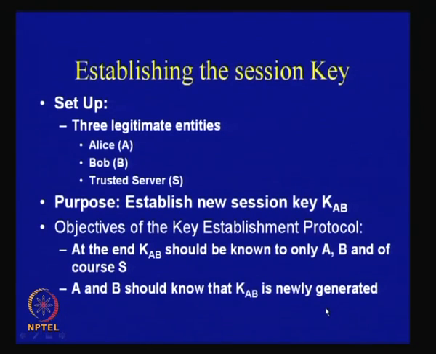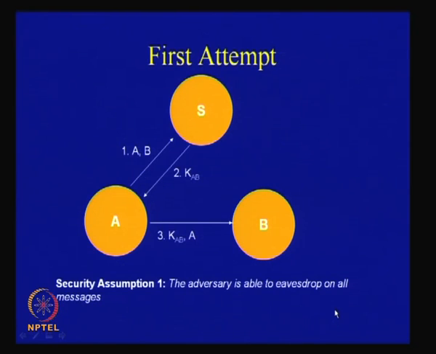Okay. So, now let us try to build up this protocol in stages. The first attempt could be a very simple attempt. Say A and B are the legitimate entities, and S is the trusted server. What A could do is request S and say that I want to generate a session key KAB which I will use for my further communications with the party B.